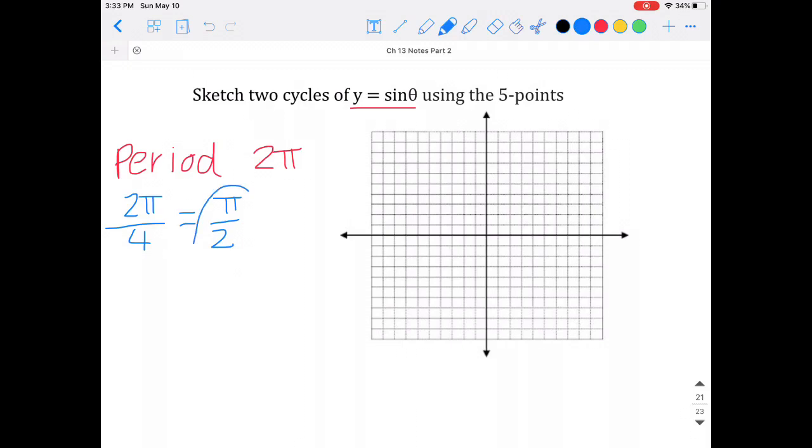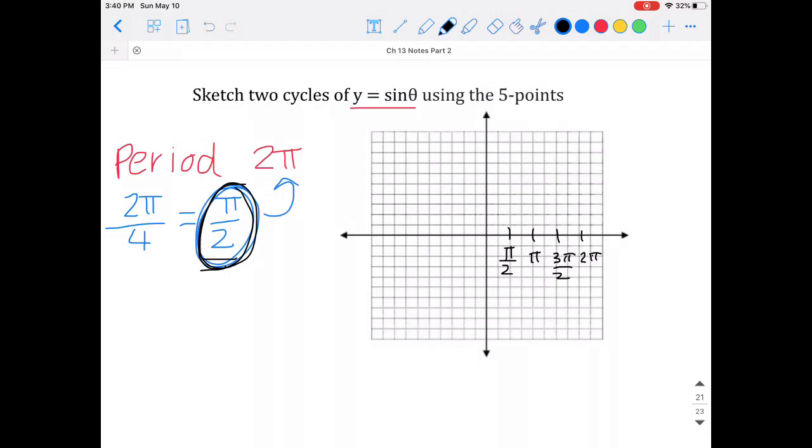Once we have this value, we're going to keep adding intervals until we get back to the original period. So this interval pi over 2 is telling us how far apart our key points are on the x-axis. Whatever number we get after dividing our period by 4 is going to be our increments along the x-axis. So we always start at the origin, which is 0. Then we get to pi over 2. Pi over 2 plus pi over 2 gives us pi. Plus pi over 2 is 3 pi over 2. Plus pi over 2 is 2 pi, and so on.